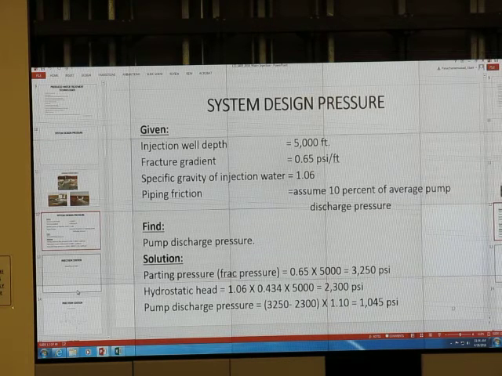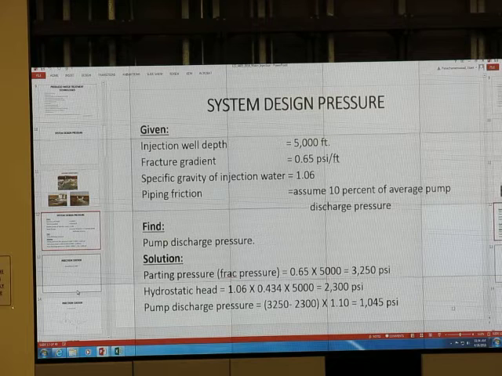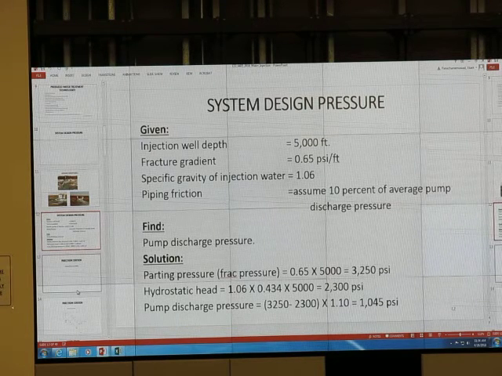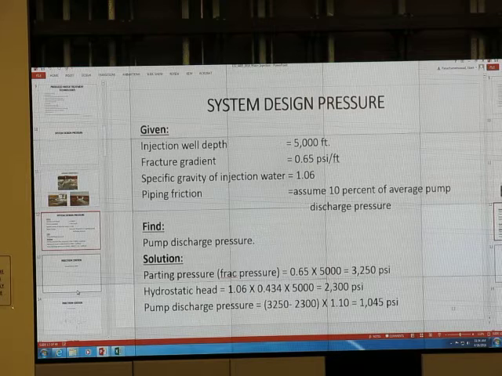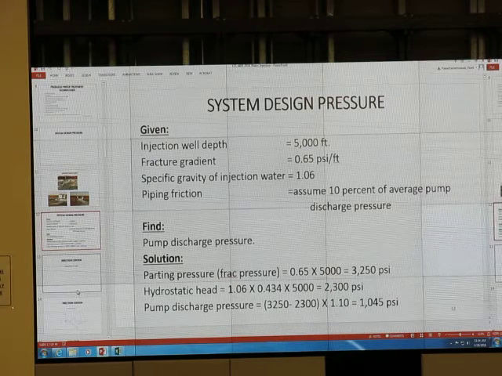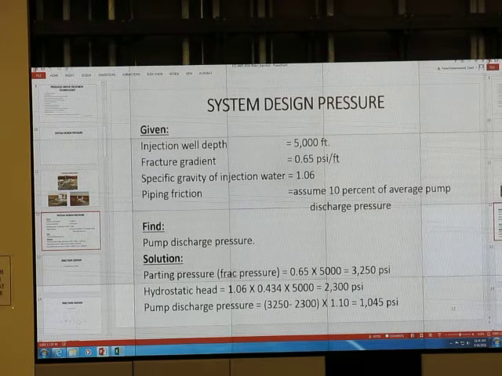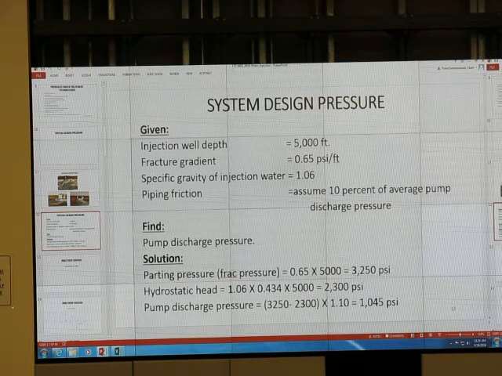Fracture pressure is a little bit different, maybe not 0.65, maybe 0.64. I change from 0.65 to 0.64. Can you still do it? It's not the same, but you can. Hydrostatic head, the density is not 1.06, it's 1.05. Can you still do it? Injection well depth may not be 5,000, maybe 4,900. You can still do it, right? Just put it in the calculator.